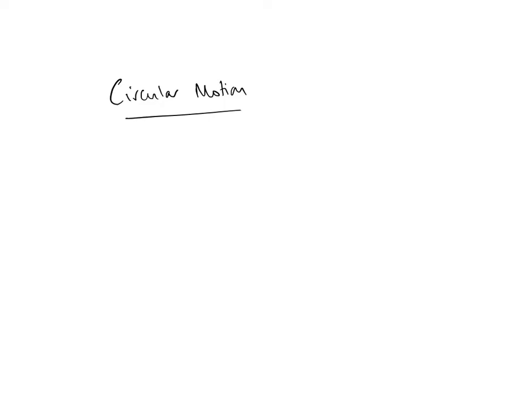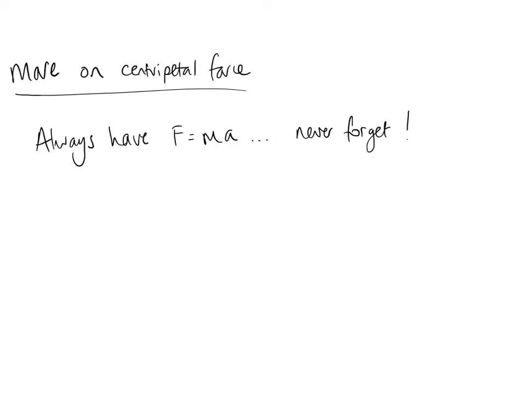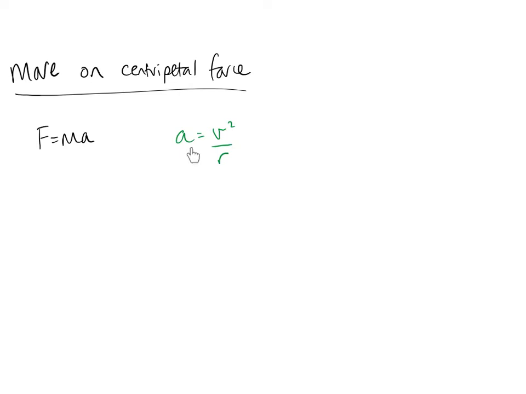So this video on circular motion goes through centripetal force in a little bit more depth. The first equation to always remember is F equals ma. That is your friend, never forget it. And from the last video, we saw that a equals v squared over r: acceleration, velocity, and radius. So we can now replace the a with v squared over r, so we get centripetal force equals mass times velocity squared divided by radius, mv squared over r.